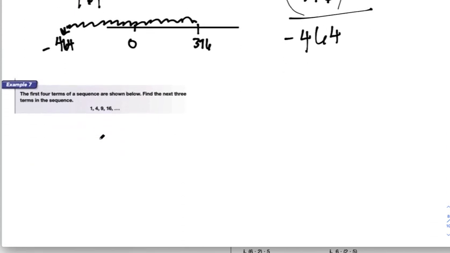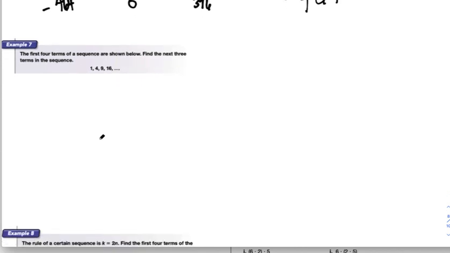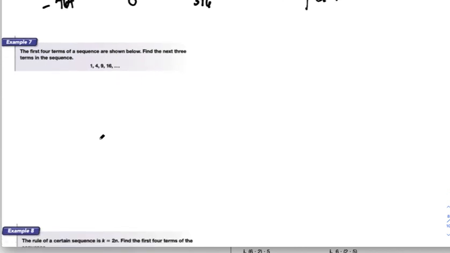Let's look at this next example, example 7. The first 4 terms of a sequence are shown. Now sequences, guys, are just patterns. So here's the first 4. We have 1, then 4, then 9, then 16. Find the next 3 terms.